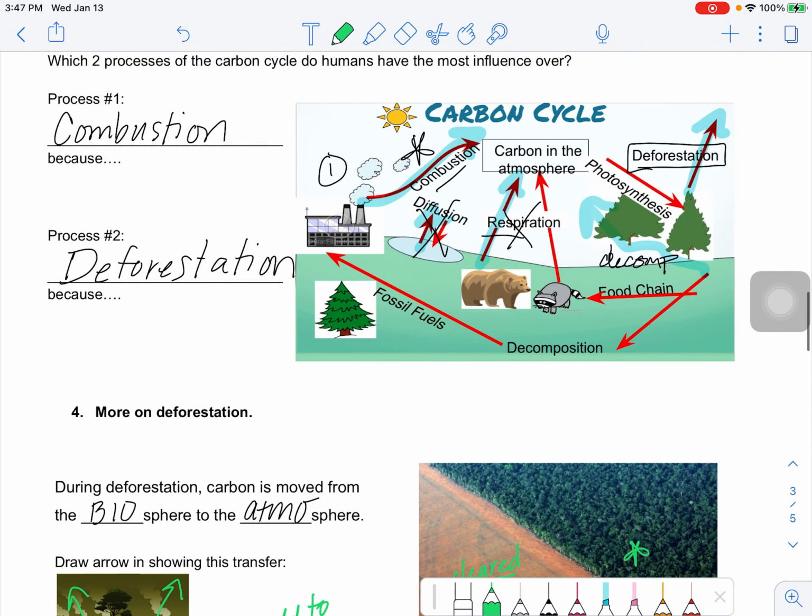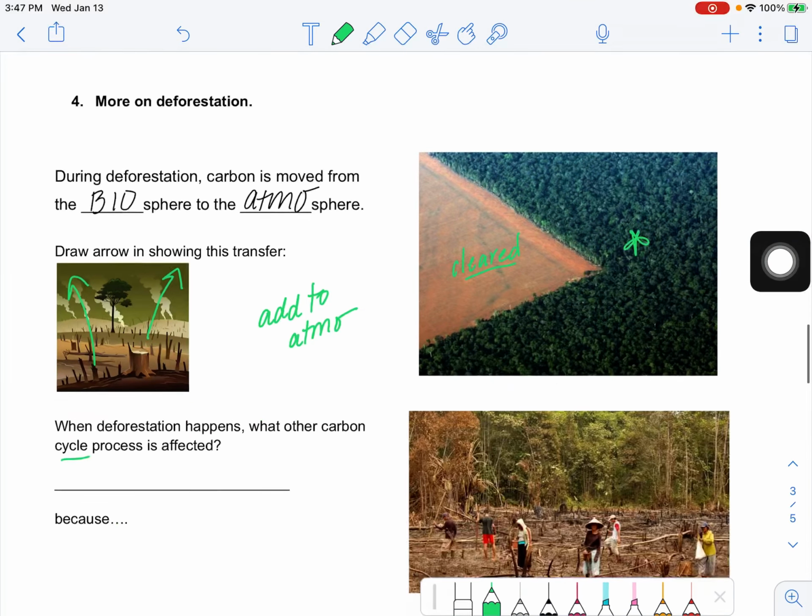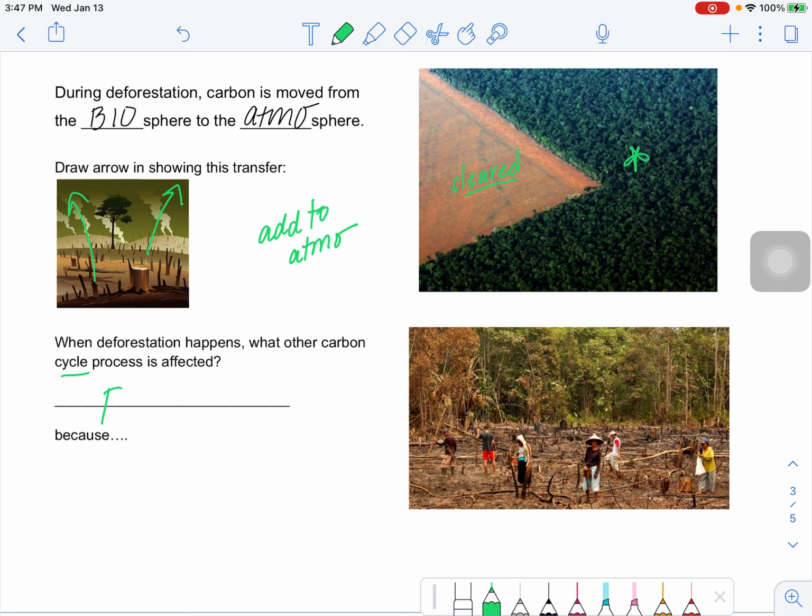So when we think about which processes the trees come in contact with or are driven by, that is of course going to be photosynthesis, right? That is the process of plants taking in carbon. And so by removing the trees themselves, what we're doing is actually lowering the level of photosynthesis that can happen, or carbon that can be removed from the atmosphere.